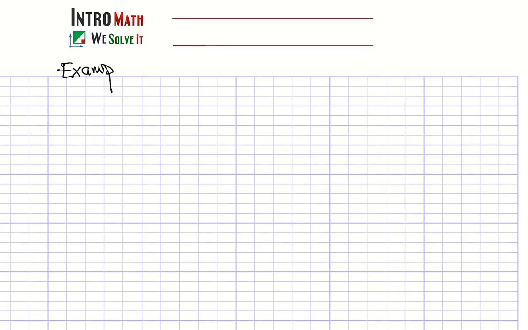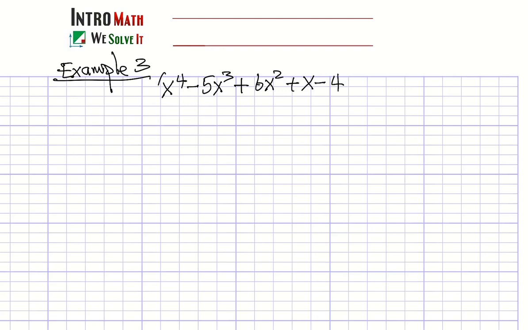Example 3, okay? Let's do this. It says x raised to the power 4 minus 5x raised to the power 3 plus 6x raised to the power 2 plus x minus 4. They want you to divide all that with this divisor here, x raised to the power 2 plus 2. So that's what you're given, okay?